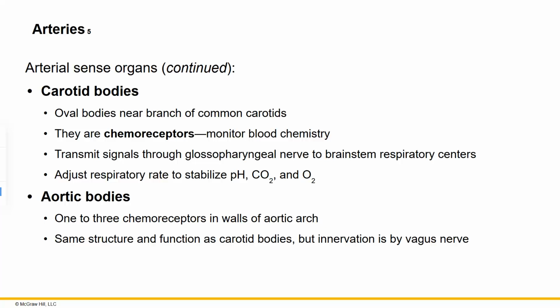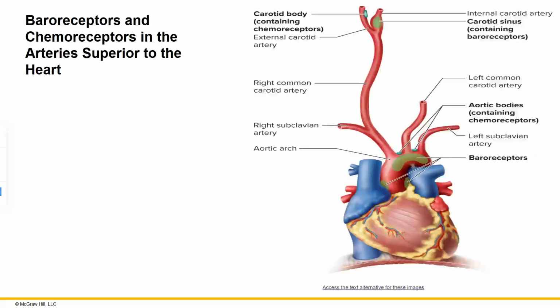Carotid bodies are oval bodies near the branch of the common carotids. Their chemoreceptors monitor blood chemistry and transmit signals through the glossopharyngeal nerve to the brainstem and respiratory centers, which adjust respiratory rate to stabilize pH, CO2, and O2. The aortic bodies are one of three chemoreceptors in the walls of the aortic arch, with the same structure and function as the carotid bodies, but innervation is by the vagus nerve. This is the diagram of where those are located.